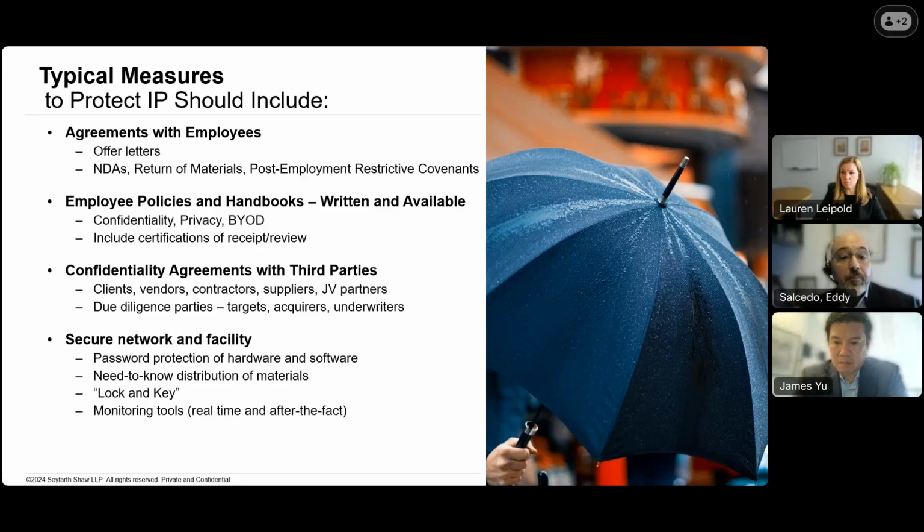Same thing with security. You want to make sure that your computers are password protected. You want to make sure that you have appropriate software in place to prevent phishing or the leaking of information.